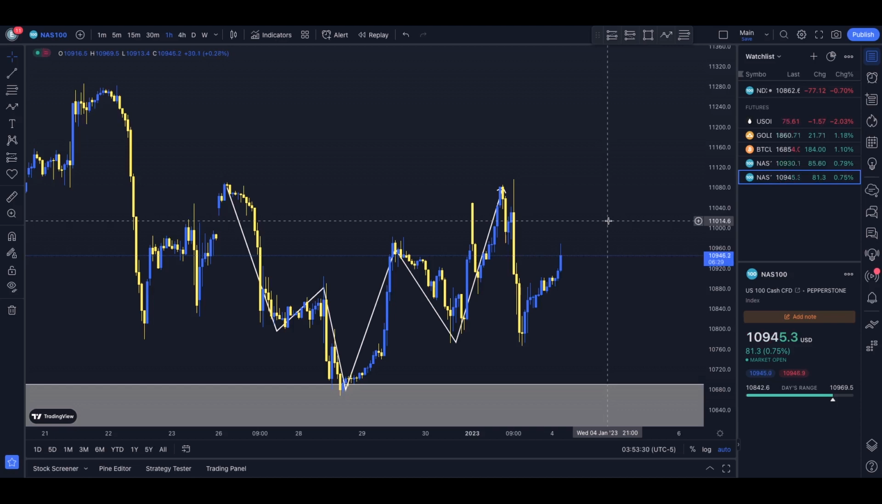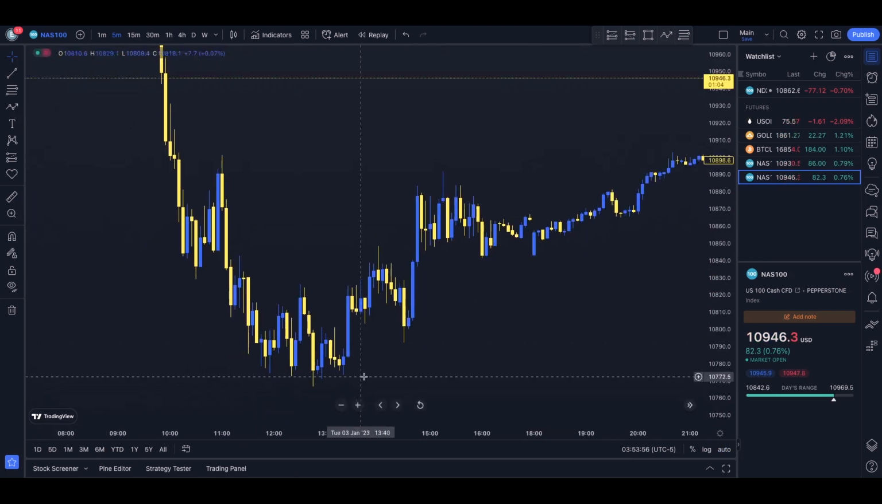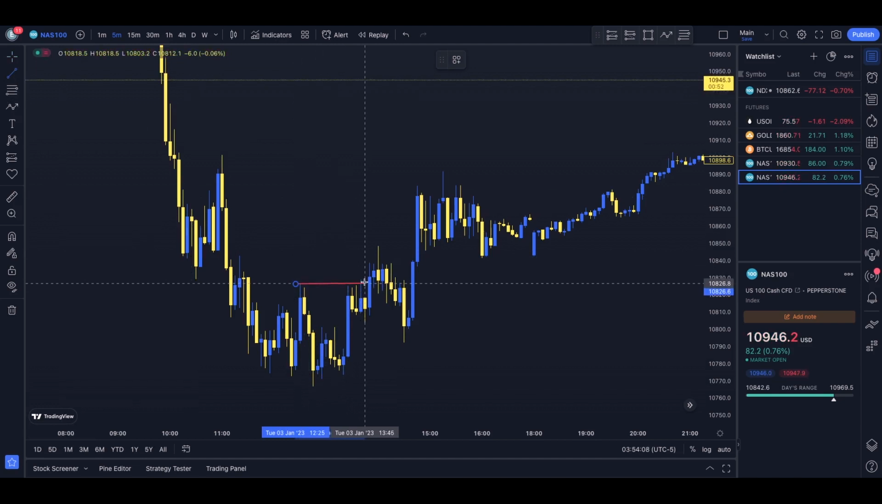So when I saw stuff like this, I had several confluences that the market was actually going up. So what I did, I just went down to the 5-minute time frame to find my entry. By the time I came to the 5-minute time frame, the market was on this level right here.